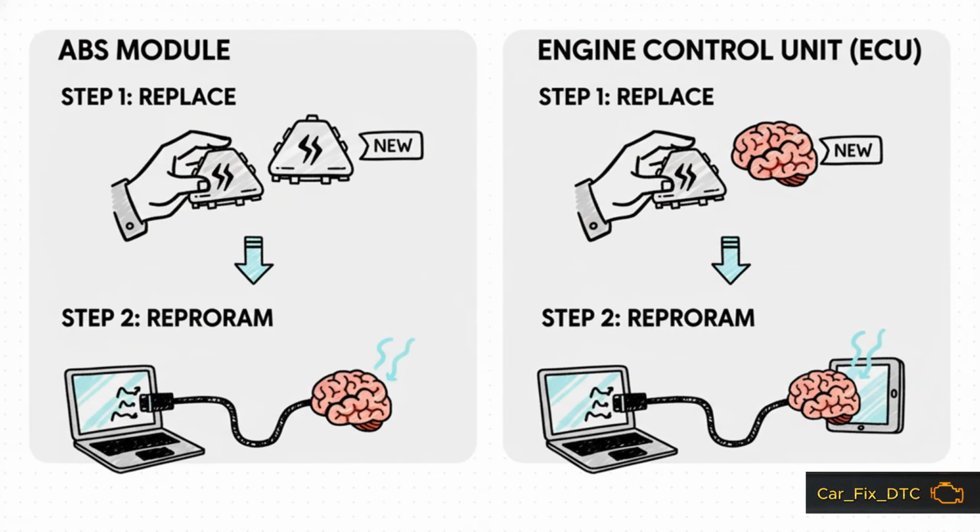Now, this is a really important point for both the ABS module and the ECU. If either one is the bad guy, it's not just a simple swap. After you replace the physical part, the new module has to be professionally programmed with your car's specific information. You absolutely cannot skip this step. It's what gets all the computers talking to each other correctly again.